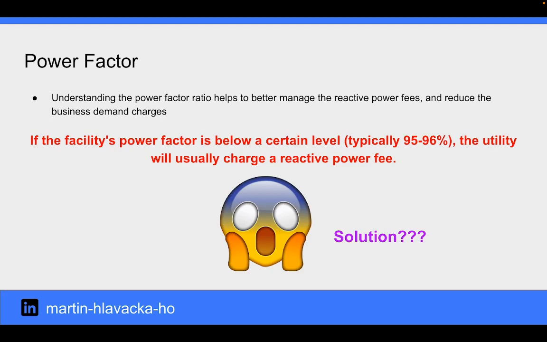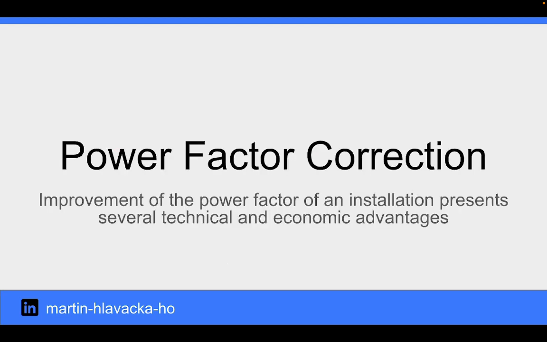Understanding the power factor relationship helps you better manage reactive power rates and reduce business demand charges. If the facility's power factor is below 90, 95 or 96%, the utility will typically charge a reactive power fee. The solution to this is power factor correction. It can also be called reactive power management.